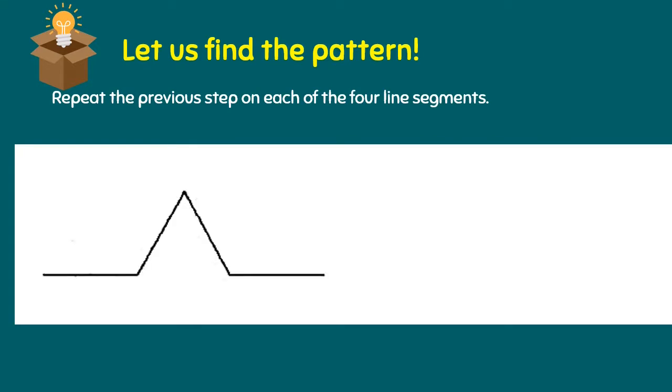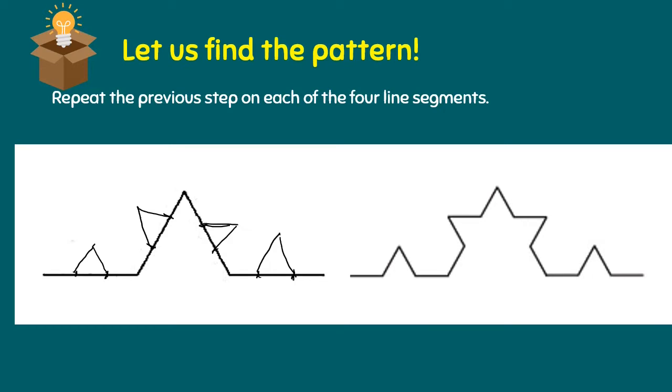So again, we repeat the same process. We divide this in 3. Divide that into 3. Divide that into 3. Don't forget, we will erase half. Meaning to say, if we clean that up, we will obtain this figure. Now, how many segments do we have? In our original figure, we have 4 line segments, right? Each of those 4 segments will turn into 4 smaller segments, right?